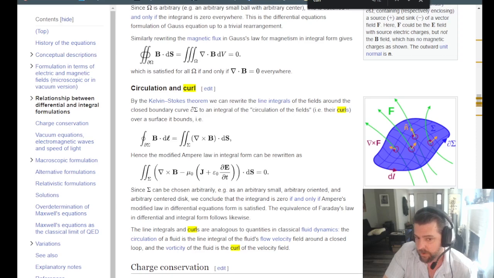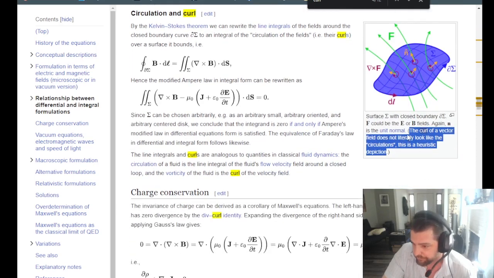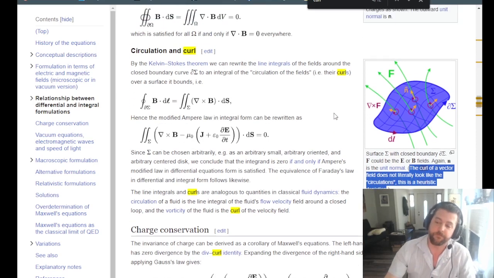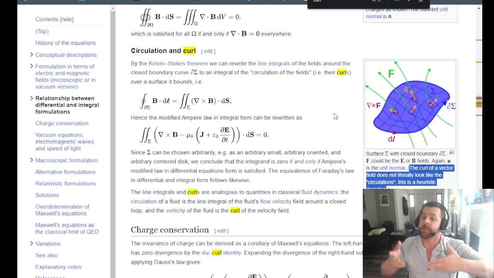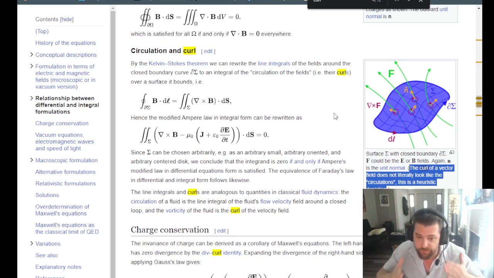The curl of the vector, let me move that up a little bit. The curl of a vector field does not literally look like the circulations. This is a heuristic depiction, meaning this is like a 2D thing of a 3D model. It's not going to apply right, and this is not exactly what they look like, but for your primitive monkey brain, this is the best way to think about it. If you're going to write it down on a piece of paper, if you're going to draw it, this is how you'd want to draw it, okay?